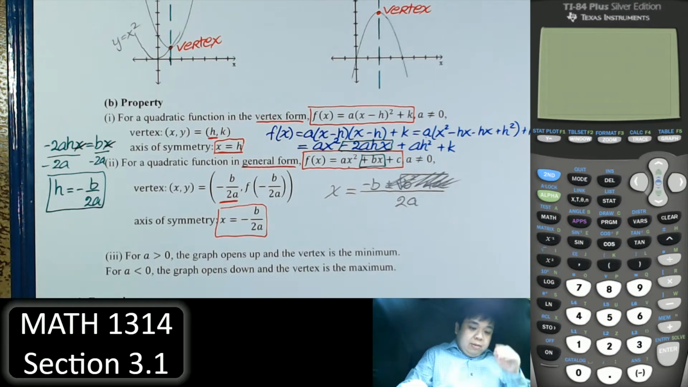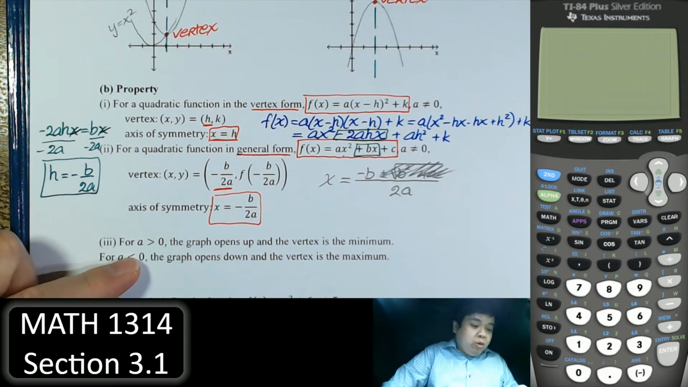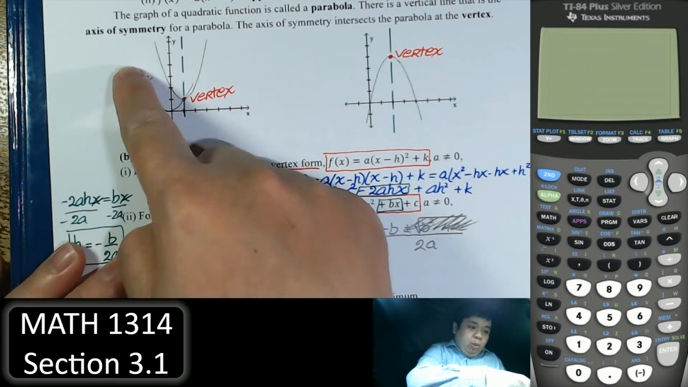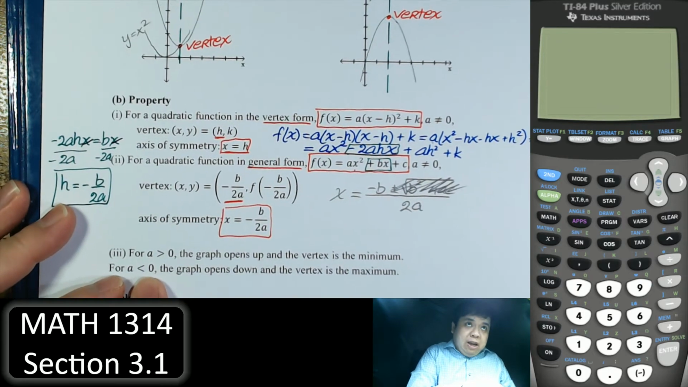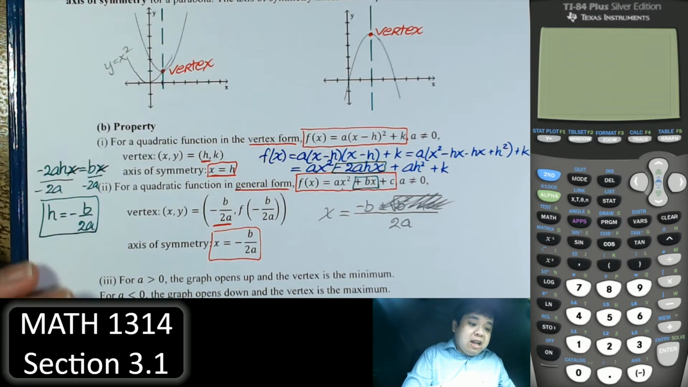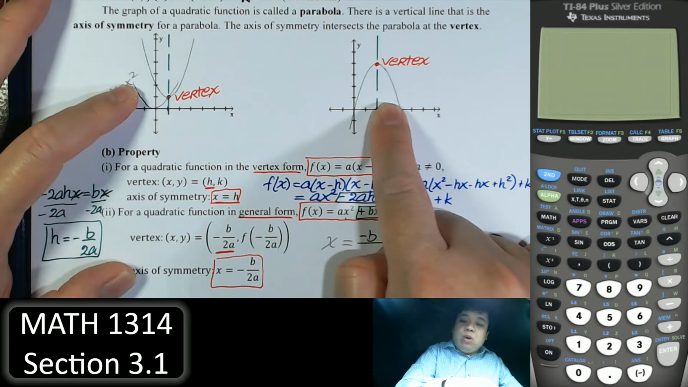And finally, we learned about this in section 2.5. If a is positive, the graph will not be a reflection. If a is negative, there will be a reflection across the x-axis, so just flip it upside down. So this one is where a is negative, and that one is where a is positive.